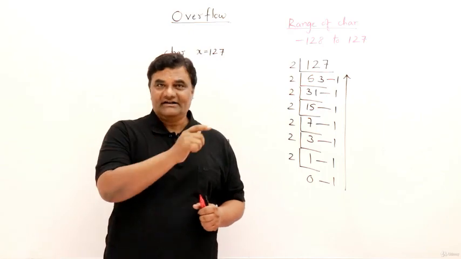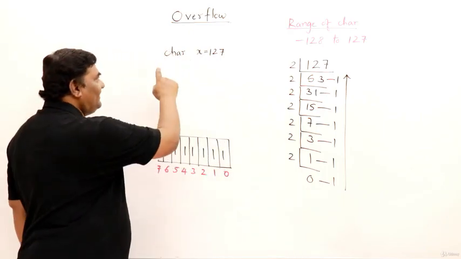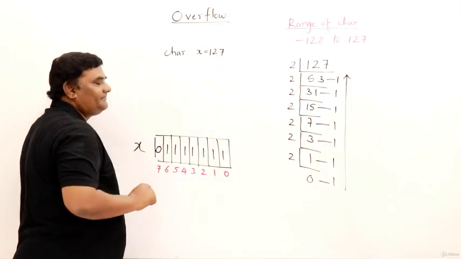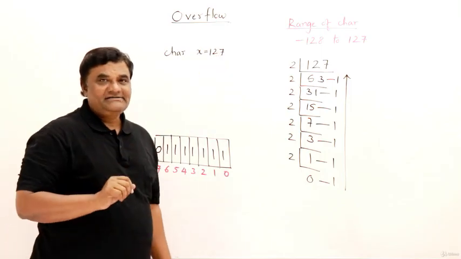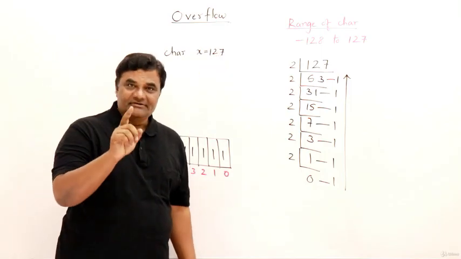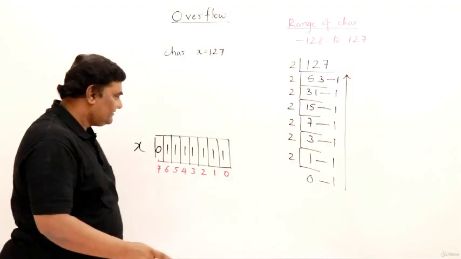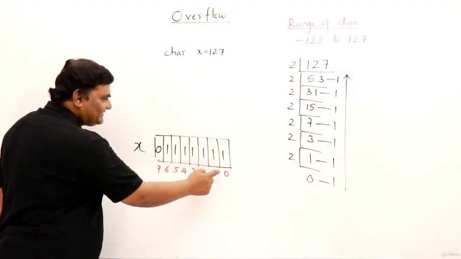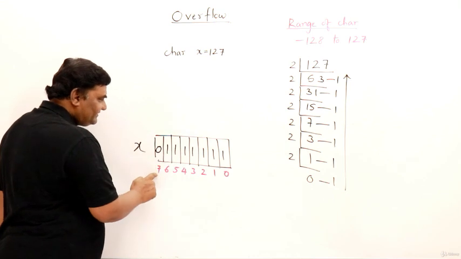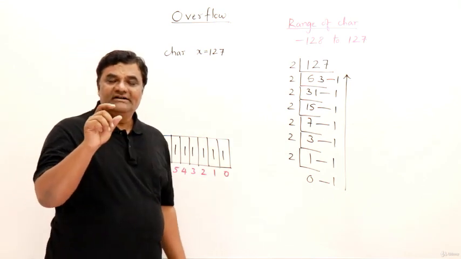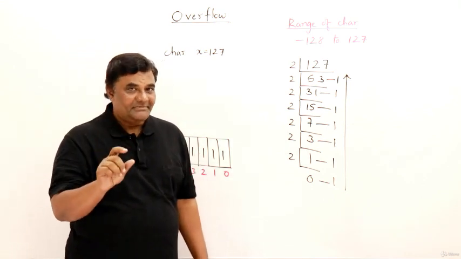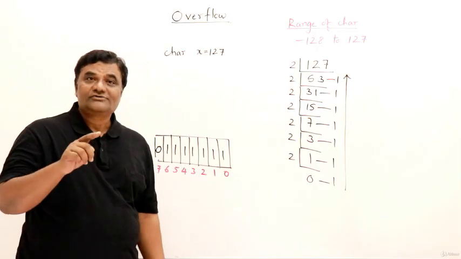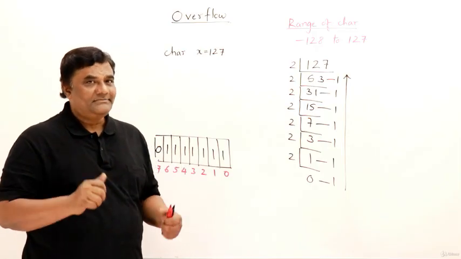For that, I have taken an example. Here I have a character type variable x having value 127. How many bytes does a character take? It takes 1 byte. 1 byte means 8 bits. So this is 1 byte, and I am showing all the bits, that is 0 to 7. This is the least significant bit and this is the most significant bit. Then how is data actually represented in memory? It is represented in binary form. So this number 127 is stored in binary form. So how does it look in binary form?